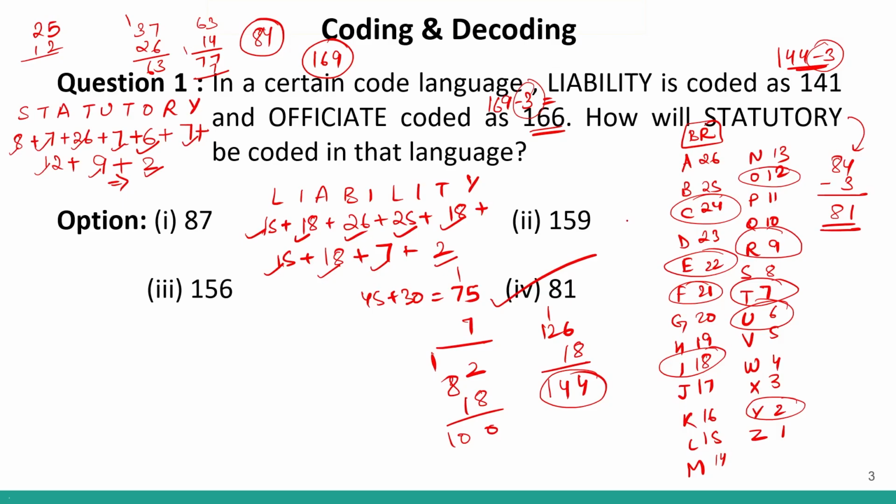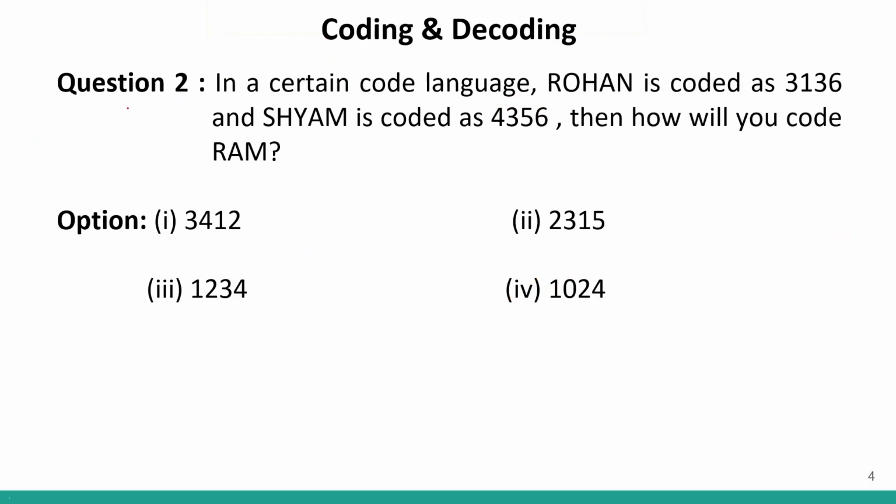Option number 4 will be the answer. Question number 2. Rohan is coded as 3136. Sham is coded as this. So how will you code Ram?